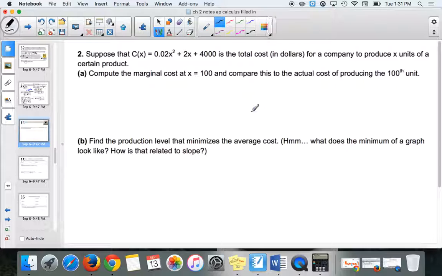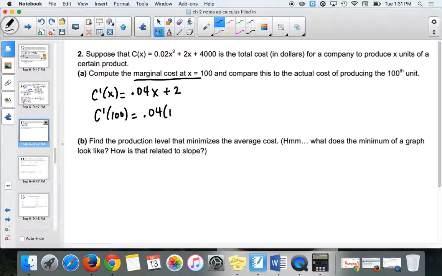If you're finding the marginal cost, we know that we're going to take the derivative. So our derivative of 0.02x squared is going to be 0.04x, and then we're going to have plus 2. And then we quickly plug in 100. So I have 0.04 times 100 plus 2. So we get 6. So what does that mean? It means around when you're producing the 100th item, your cost per item ends up being around $6 per unit. So you would want to sell it for more than $6.